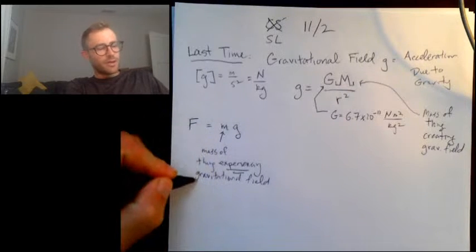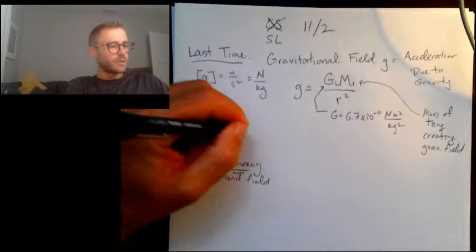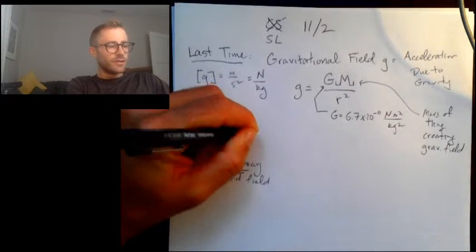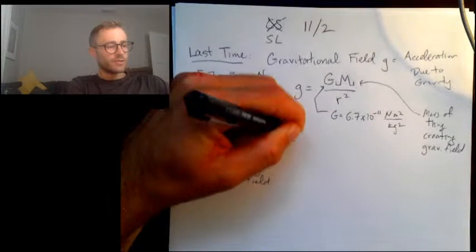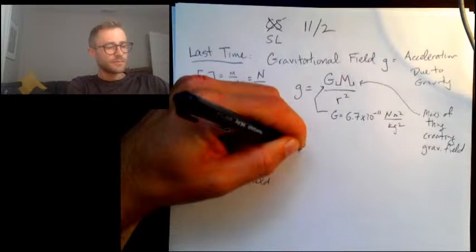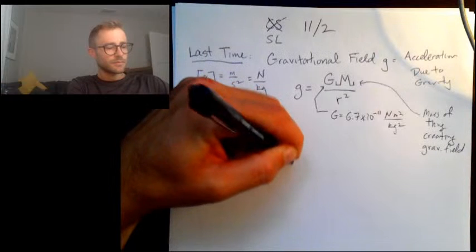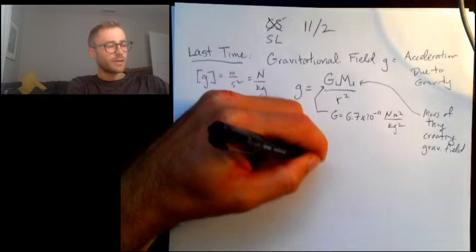So this is the mass of the thing experiencing the gravitational field, and this is the size of the gravitational field that the thing experiences.